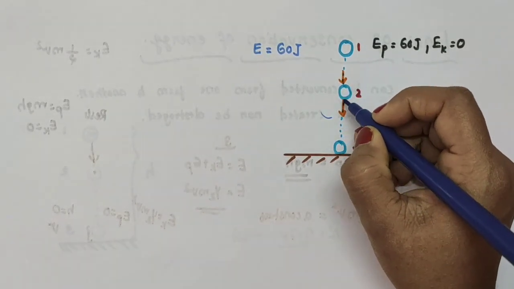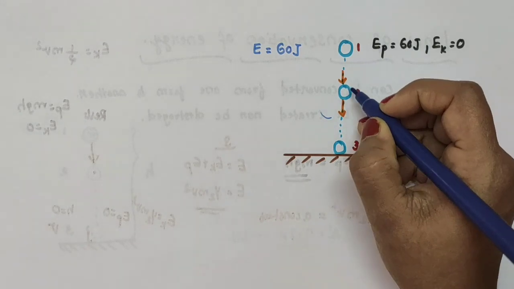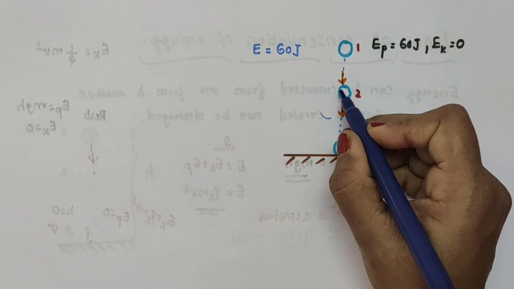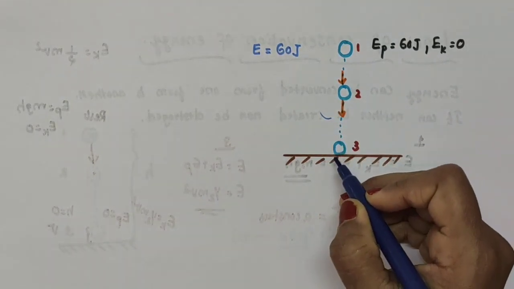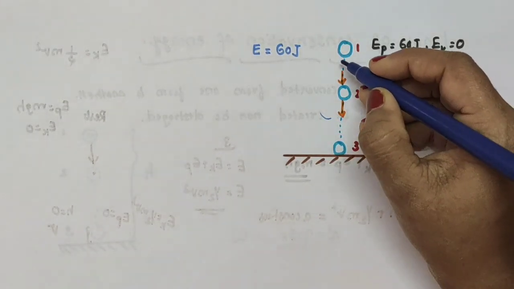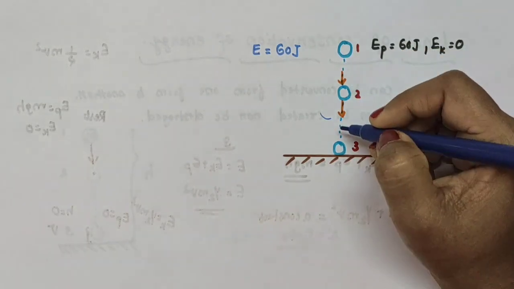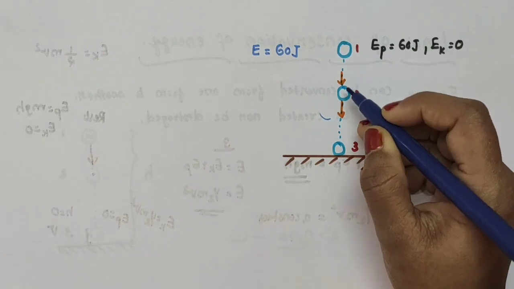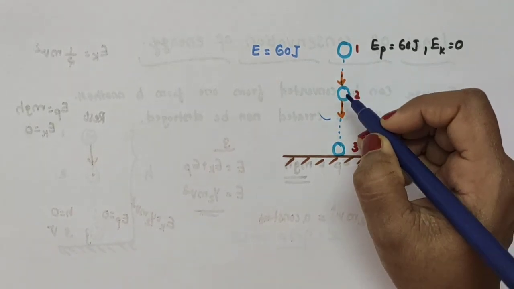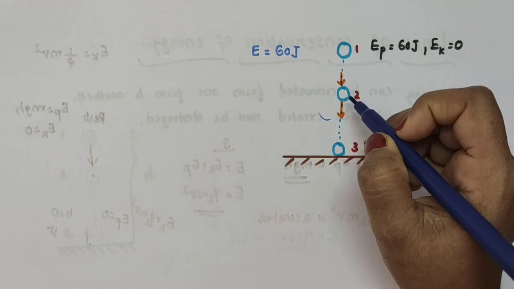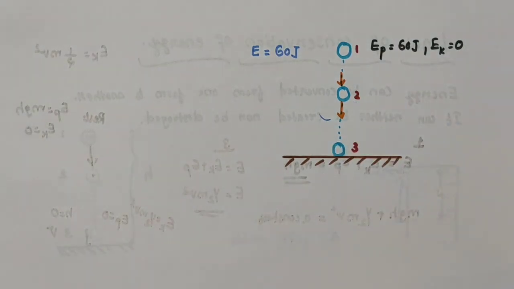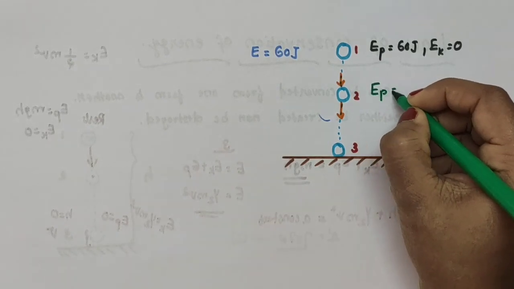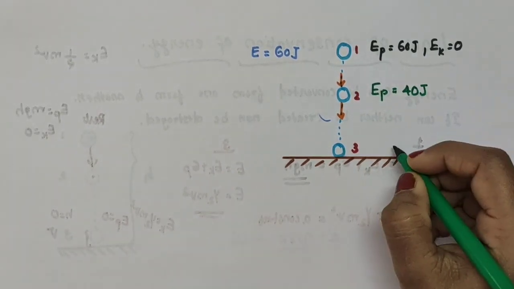Now when this object is falling down, it is freely falling. So after some time it will reach somewhere here. When it reaches here, it will have both kinetic energy and potential energy, because this object is still at a particular height above the ground. So it has some potential energy, and it is falling down, so it is moving with some velocity. So it has some kinetic energy too. Let its potential energy be 40 joule.